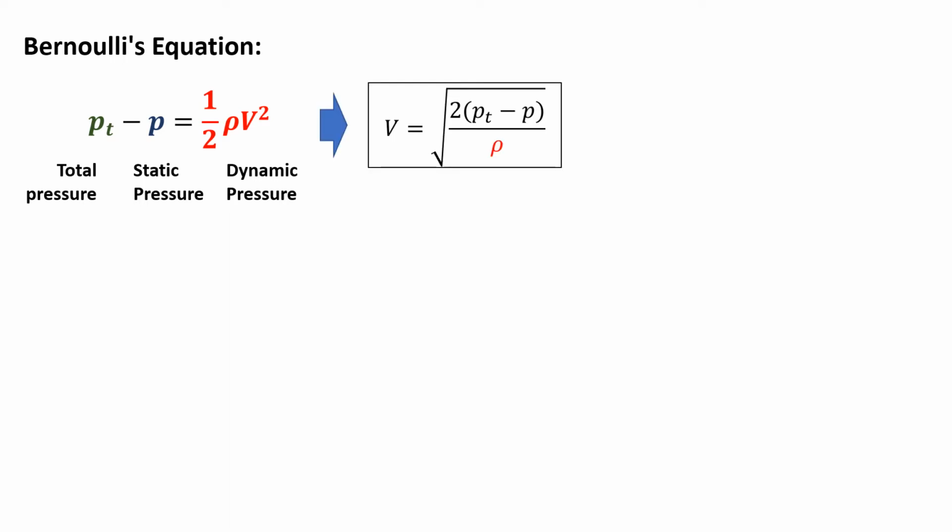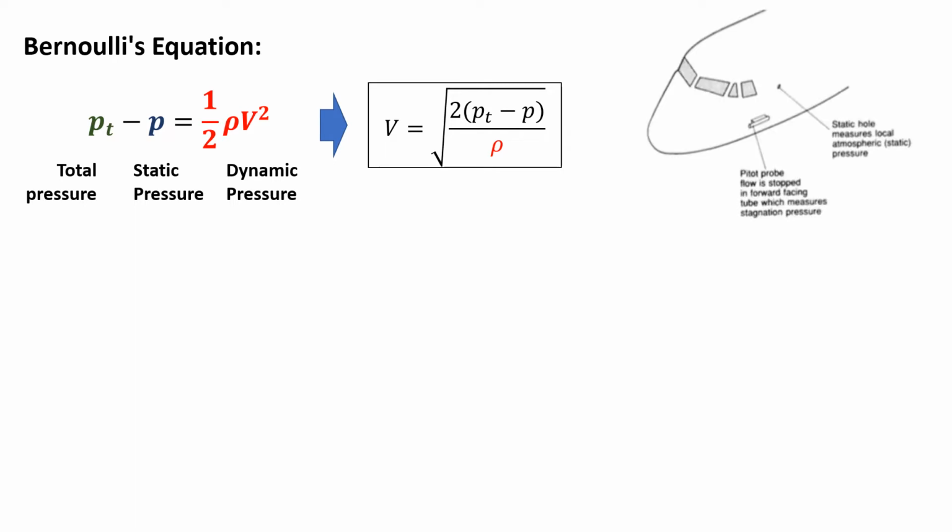So we have the airspeed now: V equals the square root of this expression. PT we know is the total pressure, P is the static pressure. Actually, we can measure PT and P separately through the pitot tube and also the static hole on the fuselage of the aircraft. So the pitot tube measures the total pressure and the static hole measures the static pressure. Then we can find the pressure difference.